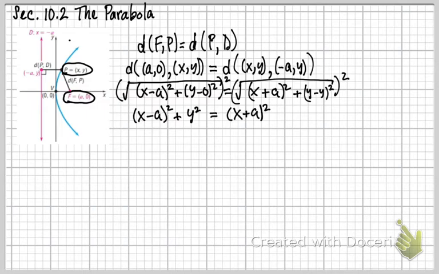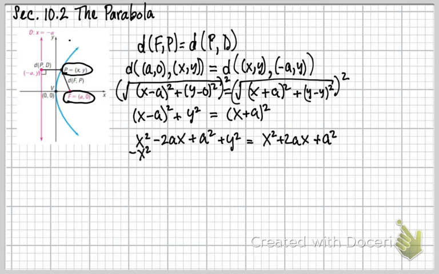And this is what we end up with. And from here, I'm going to square both sides, from the x minus a squared, I'm going to multiply that out. And then the x plus a squared on the right side, I'm also going to multiply that out. And this is what we get. And then from here, I'm missing my y squared on the left side, so I've got to rewrite this. And we get this.